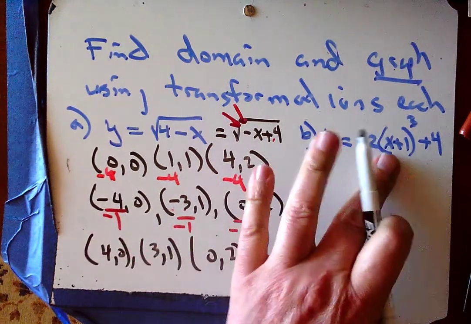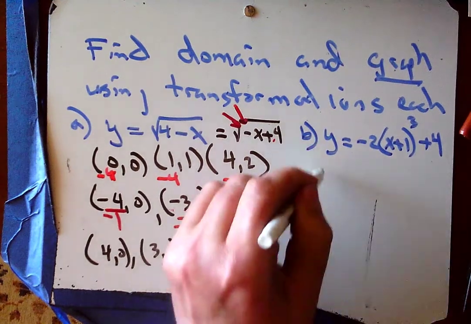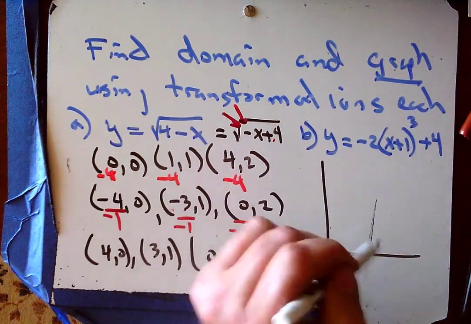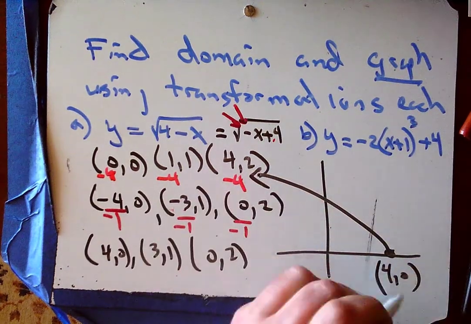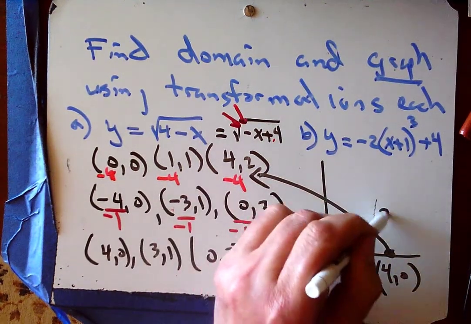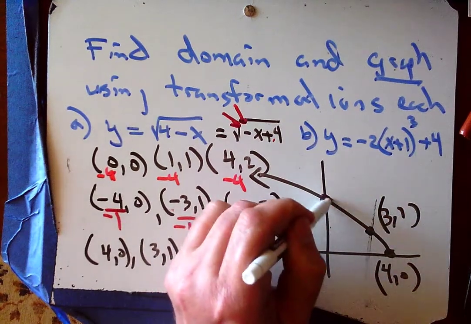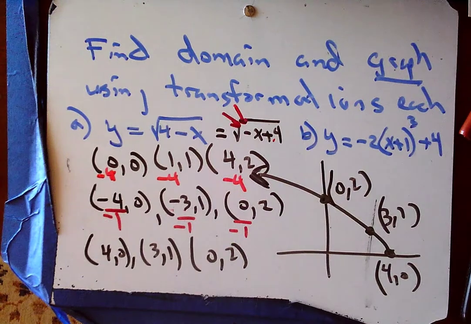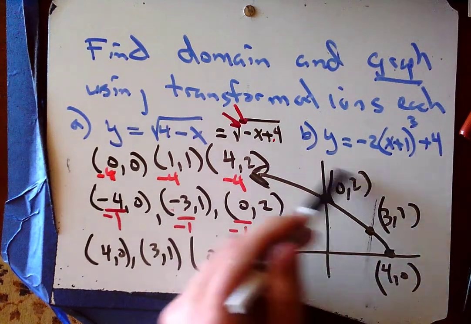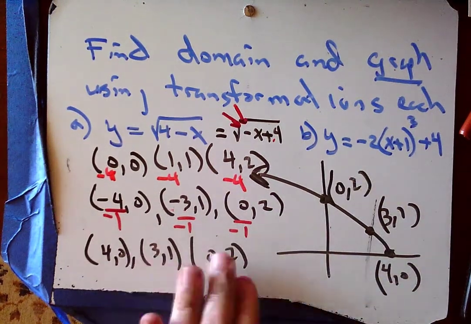And therefore my graph of this, 4, 0, 3, 1, and 0, 2. Okay, so there's the graph of the first one. Remember, you need to label the points on the graph, not merely have them nearby.